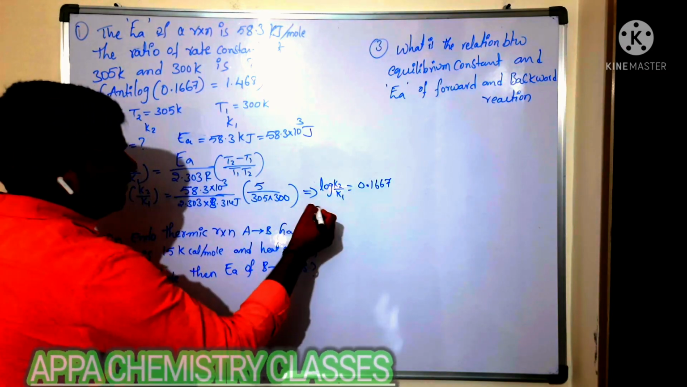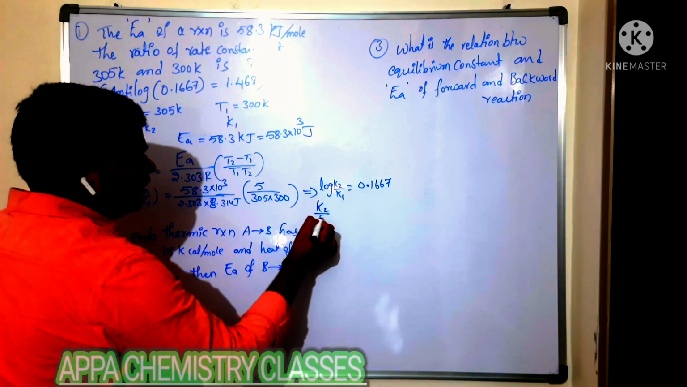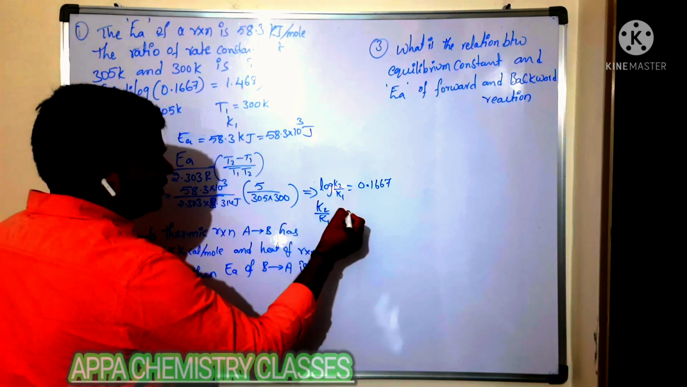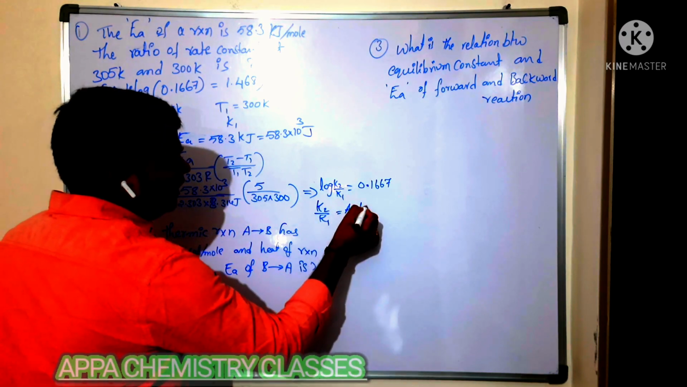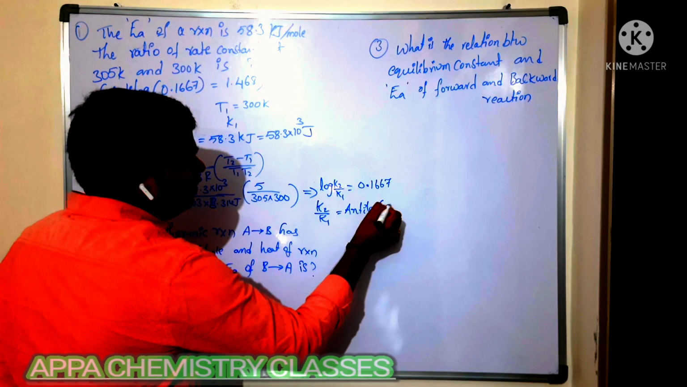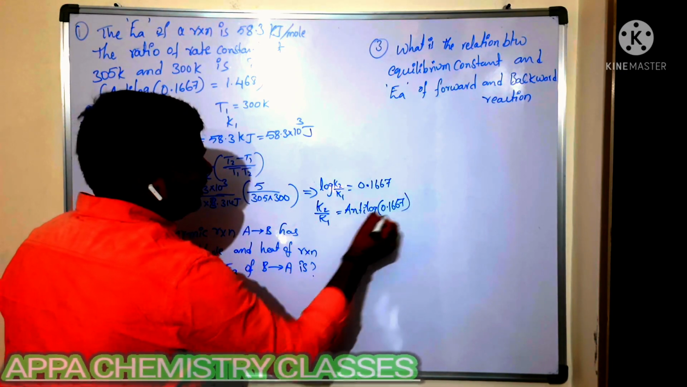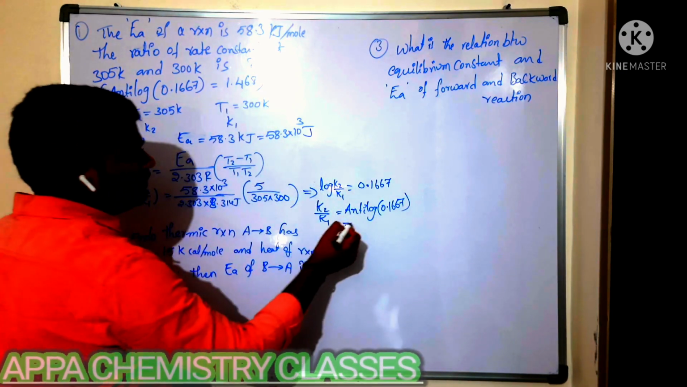Okay? So if you want to get K2 by K1, this log should be sent to the other side. It becomes the antilog of 0.1667. Its value is 1.468.